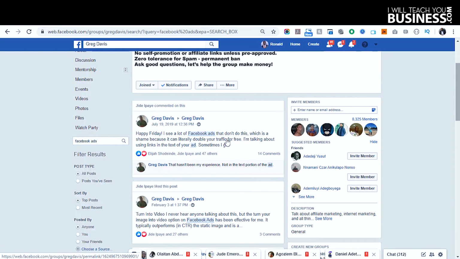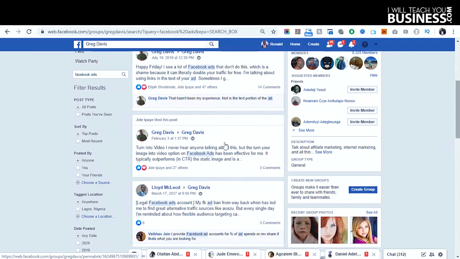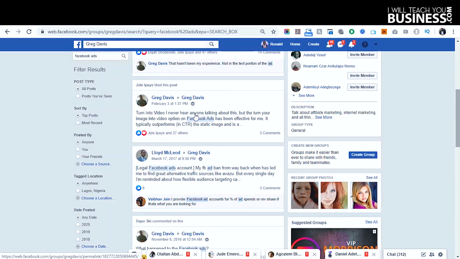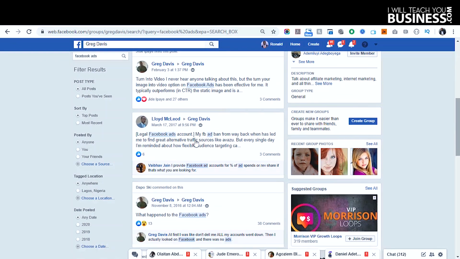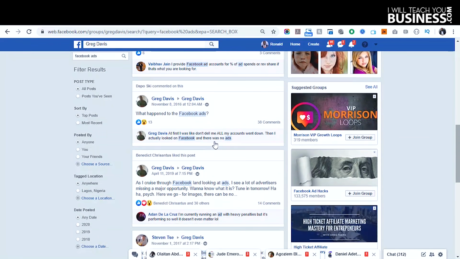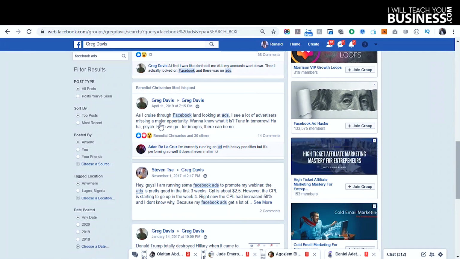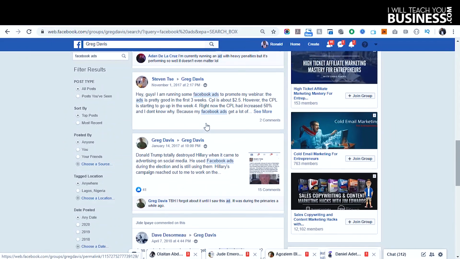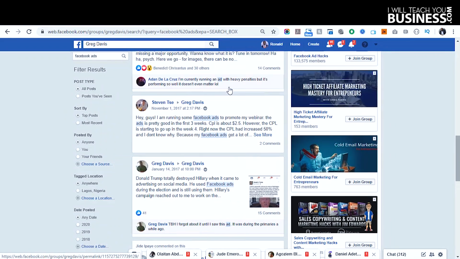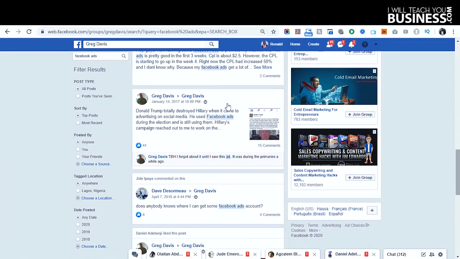So this one says, Facebook ads don't do this, which is a shame because it can literally double your traffic for free. I'm talking about using links in the text of your ad. And then this: turn your image into video, the option for Facebook ads. This one says a Facebook ad ban from way back. Okay. What happened to Facebook ads? There's a cruise through Facebook land looking at ads. Okay guys, I'm running some Facebook ads.